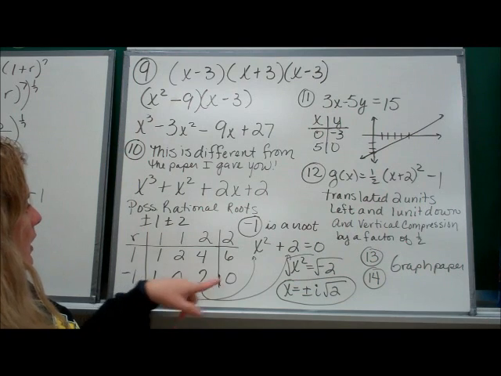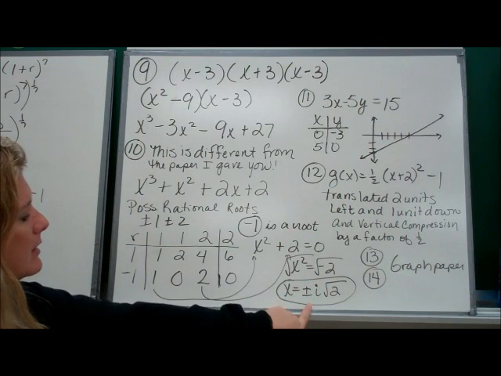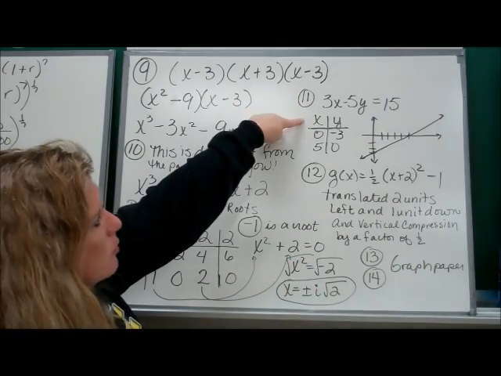When you do the division, we get x squared plus 2 equals 0. Solve for x, we get an imaginary x is positive or negative i square root of 2. Number 11, graph the equation.